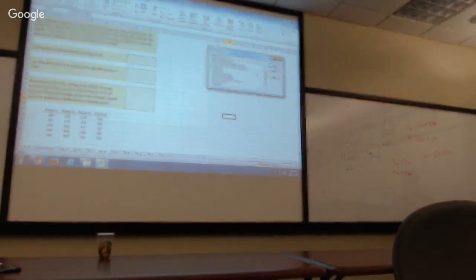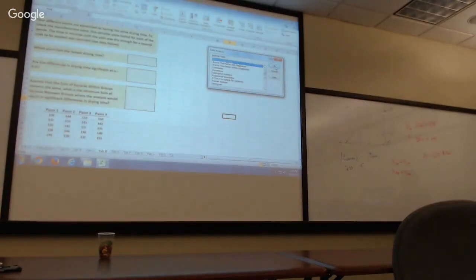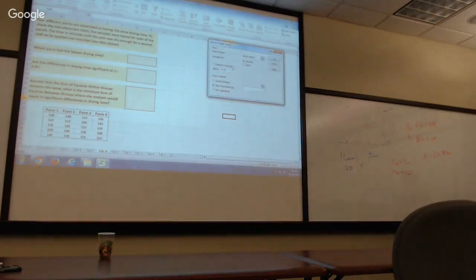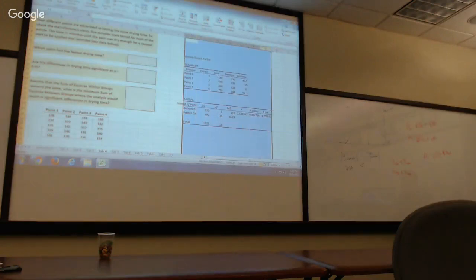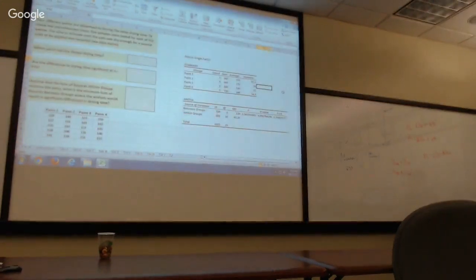So we're going to go here, to ANOVA single factor. This is our input. Our inputs are divided by columns, and we have our labels in the first row. Our output range, we put it right here. So, which paint has the fastest drying time? The fastest average drying time is paint 1.